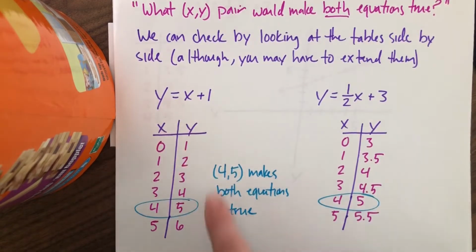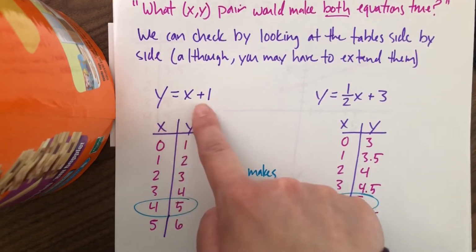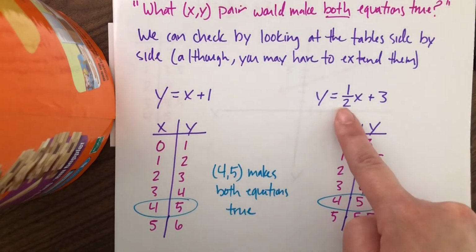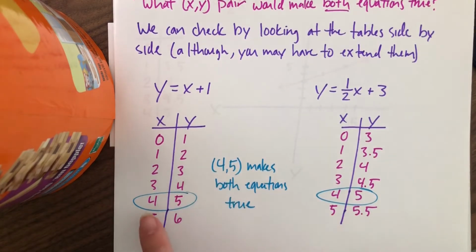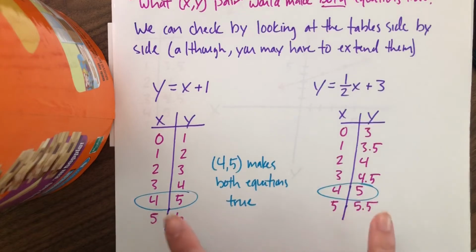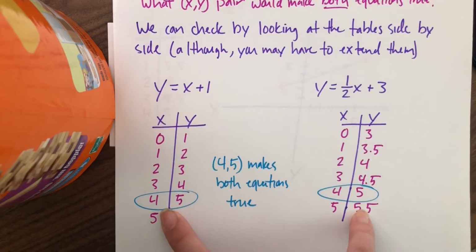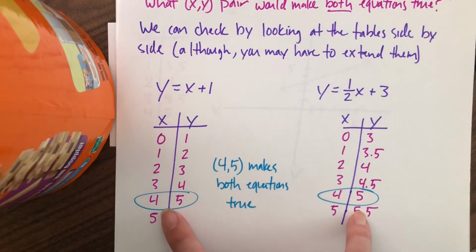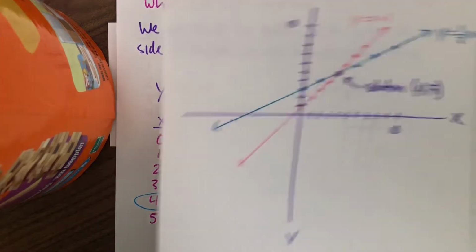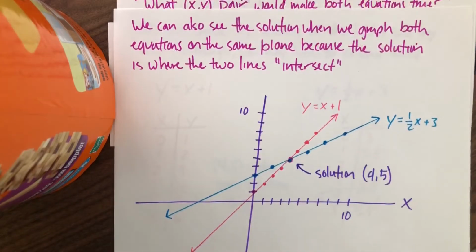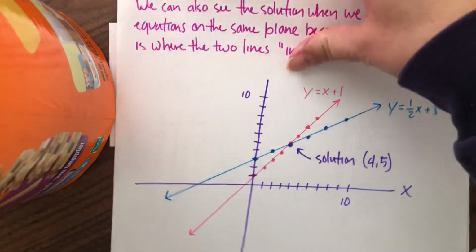So again, these ordered pairs are what makes this equation true. These ordered pairs are what makes this equation true. But we notice that both of them have 4, 5, as in when x is 4, y is 5. And over here, when x is 4, y is 5. That means the ordered pair 4, 5 makes both of these equations true. That is where the solution to the system of equations is. It's at 4, 5. Now, we did this in class, and you might remember that if you graph it, that's where it intersects. So let me adjust my papers here.